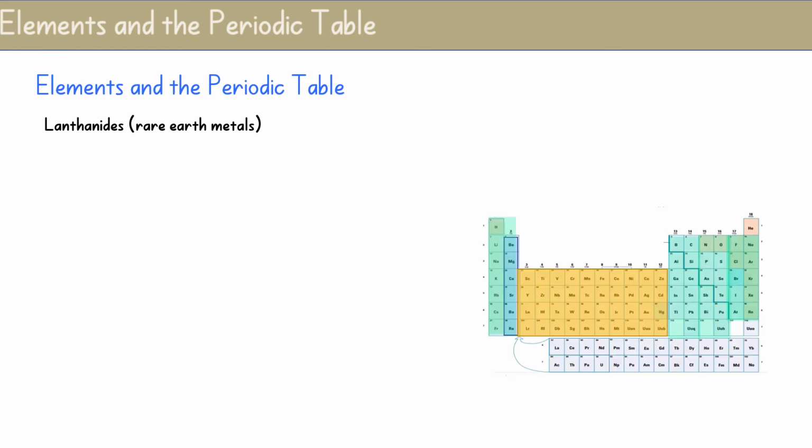Lanthanides are considered rare earth metals, and they are the elements with atomic numbers 57 to 70. We're not going to take a closer look at them right now, so we're going to move on to the next.